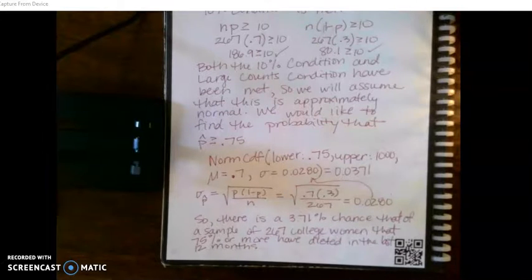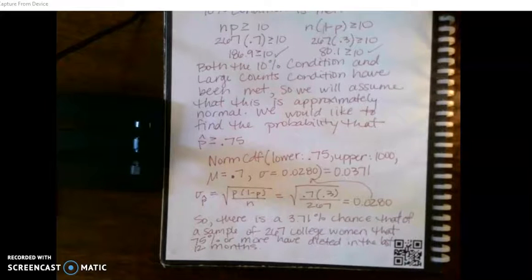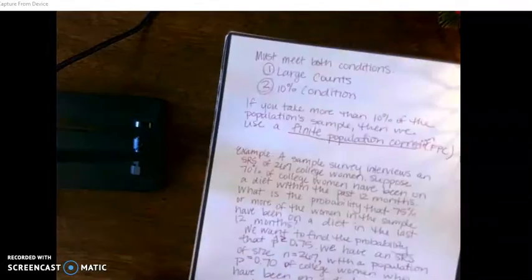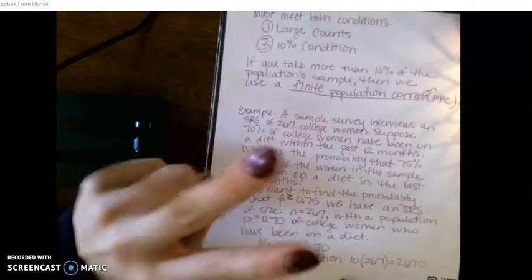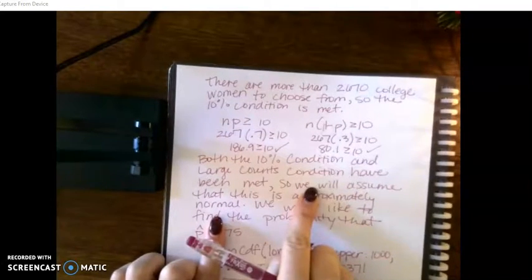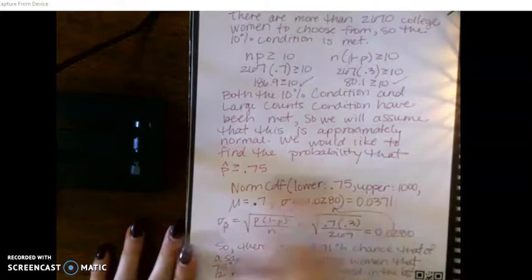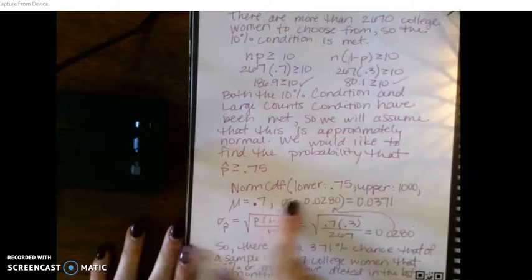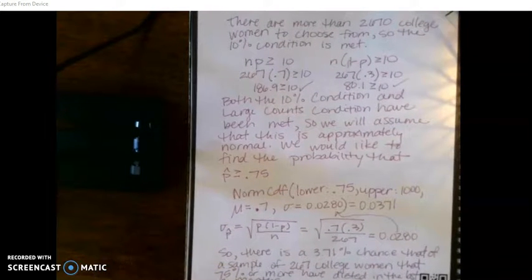And that's kind of what this all boils down to. We figured out the mean, and the mean is automatic. The mean is going to be equal to p. Then we have to confirm that it meets the two conditions, the 10% condition and the large counts condition. Then you can find the standard deviation and use a normal CDF to find the probability of something occurring. Hopefully that is helpful for you.